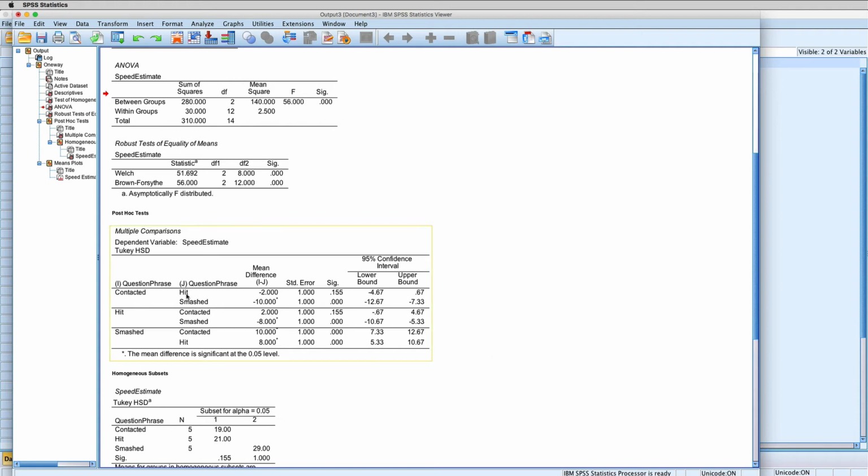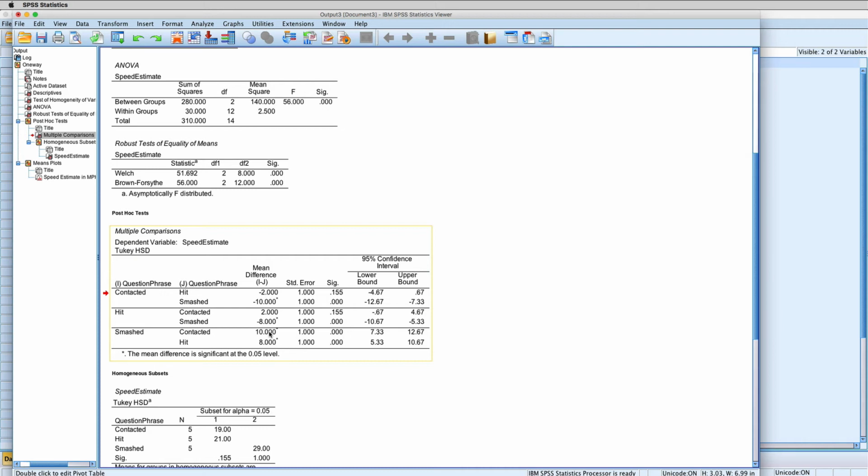So in this case, what we see in the multiple comparisons is that each verb or group is being compared to one another. Should that be significant, we're going to see a little asterisk by that mean difference within the table here. In particular, it looks like contacted had a significantly different mean miles per hour speed estimate of how fast the cars were going than the word smashed. And hit also had a significant speed estimate difference from smashed. And if we look at the smashed one, both of these are different.